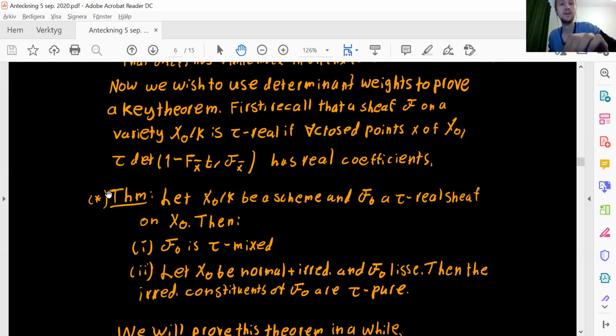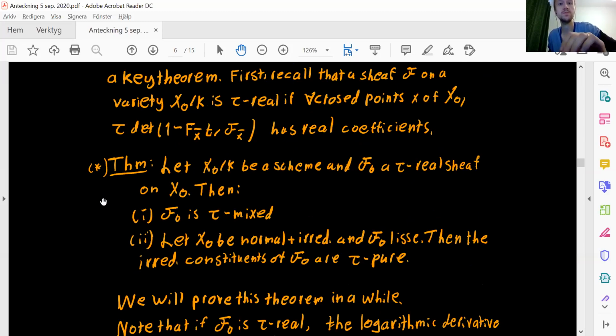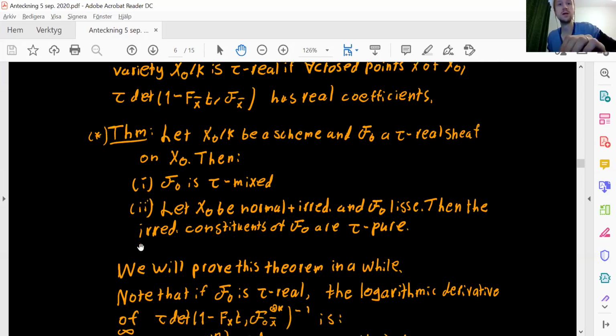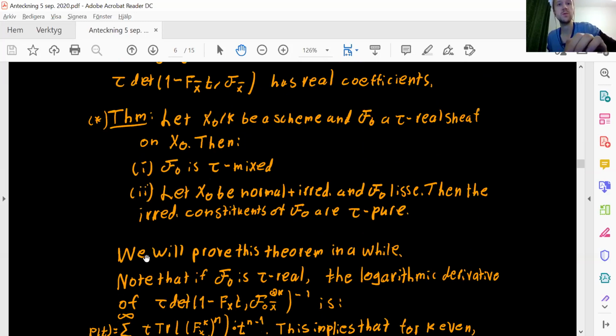So this is like the ascended key theorem. We'll prove this theorem in a while. First we'll note the following: if f0 is tau real, then I can take the logarithmic derivative of this characteristic polynomial.